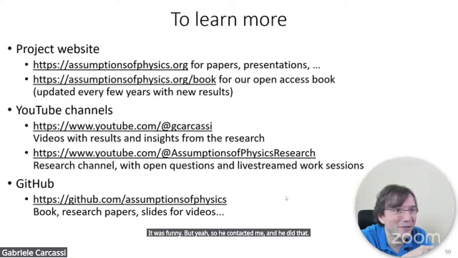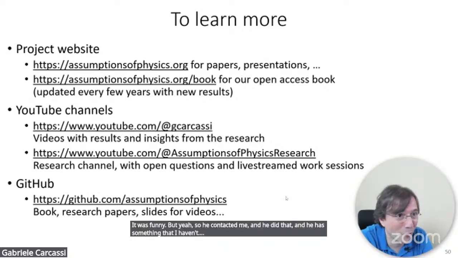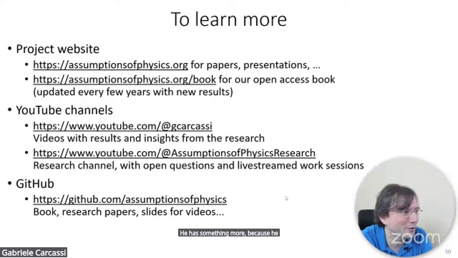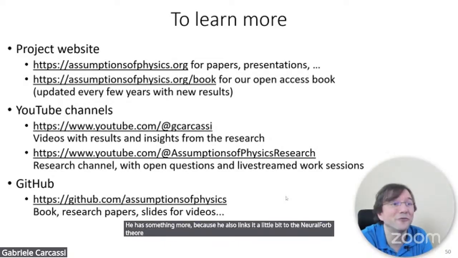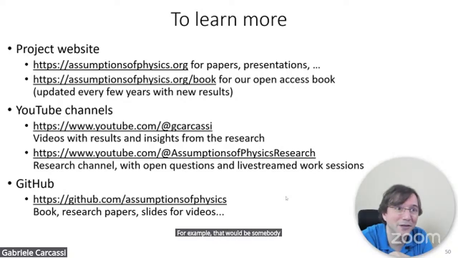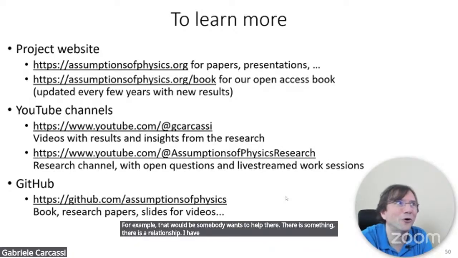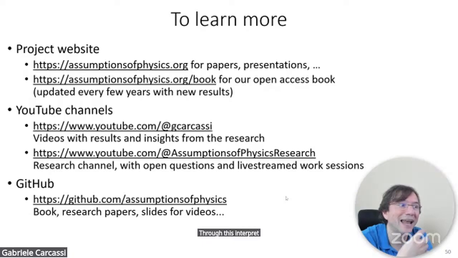But yeah, he has something that I haven't, because he also links it a little bit to the Noether theorem, which I haven't done. So, for example, somebody might want to help there. There is a relationship. I have a conjecture on the Noether theorem through this interpretation that I'd like somebody to see if it works or not. So, you know, there is a possibility.